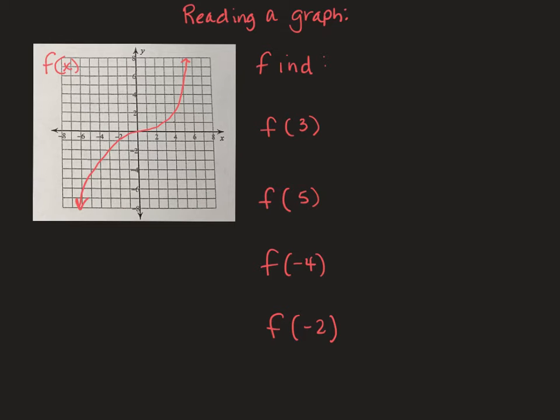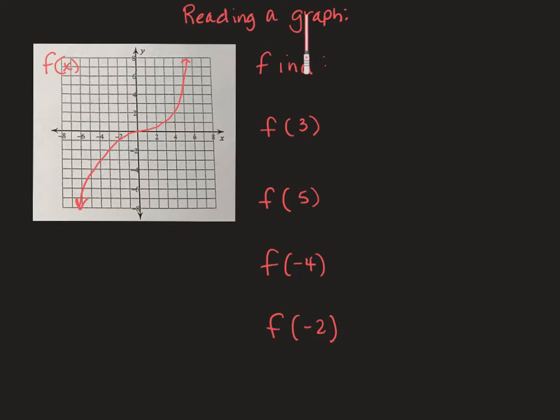Today we're going to talk about reading a graph. And when you look at a graph, here's my graph. Usually they give you the name of the graph somewhere on it, near it, around it. They'll name it. So this graph here is named f of x. This tells me that f is the function, x is the variable. This is what my graph looks like.